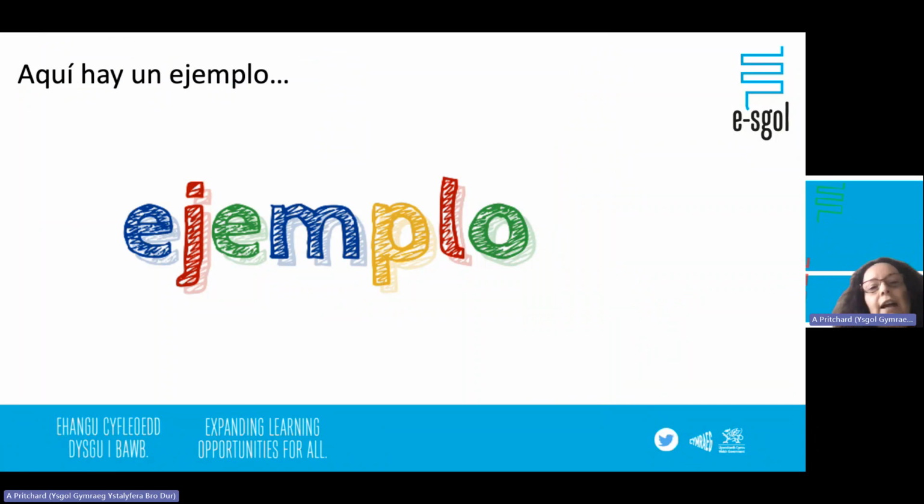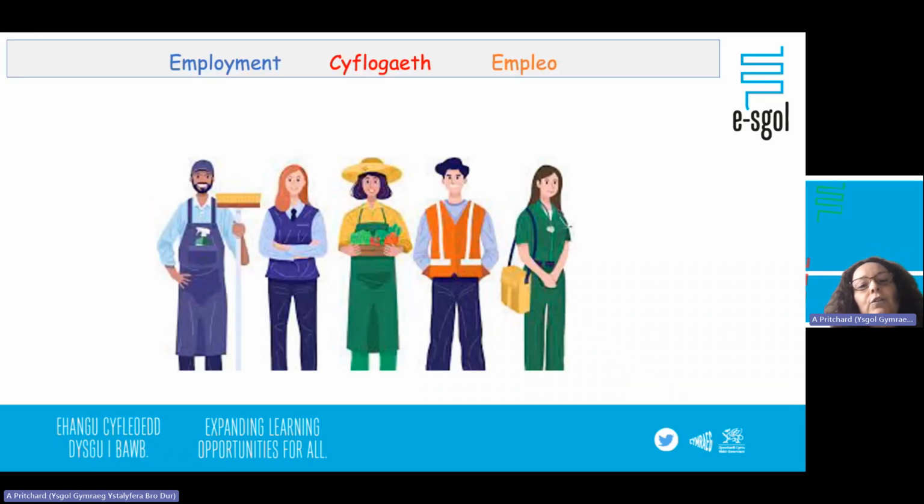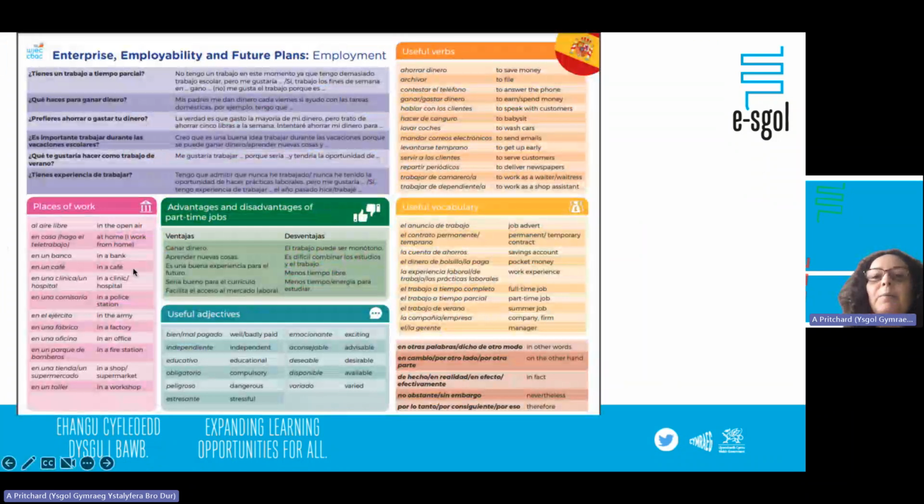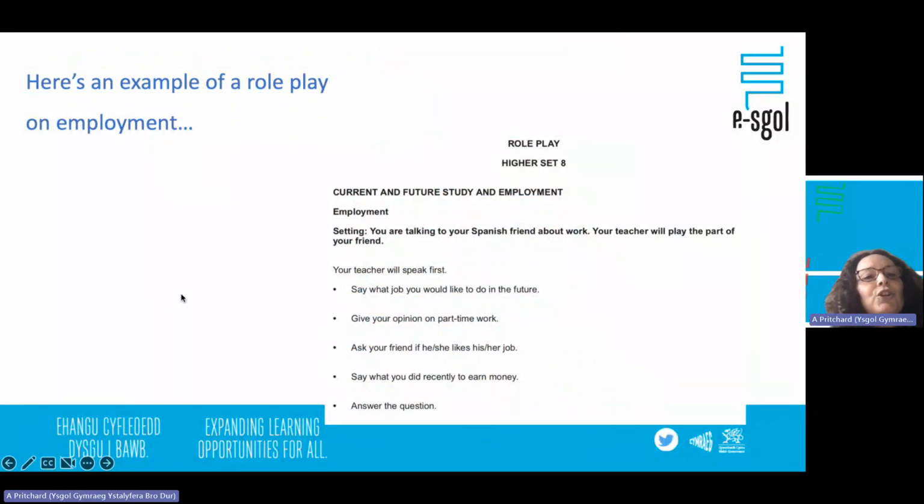So let's have a little look at an example of how to prepare for one of the themes. We look first of all at empleo, so employment. And yet again, there will be a knowledge organizer on this theme on the WJC website. So here's an example of a role play on employment.